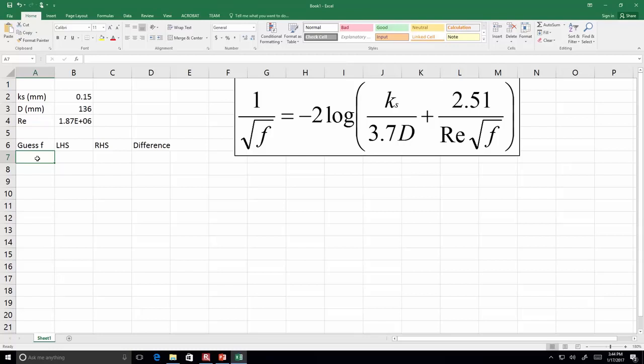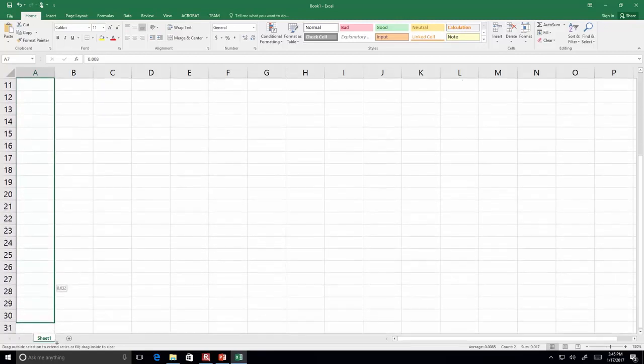The range of f values, like the smallest typical f value you'd ever see is about 0.008. And the largest f value you'd ever see is about 0.038. So just as a first check of things, let's do it in increments of 1/1000th until we get to 0.038.